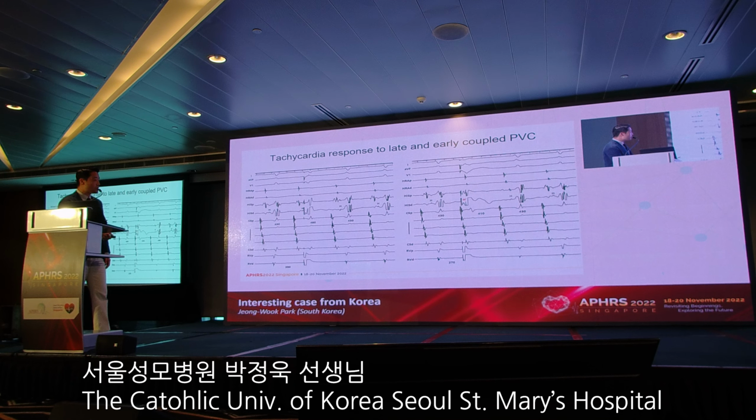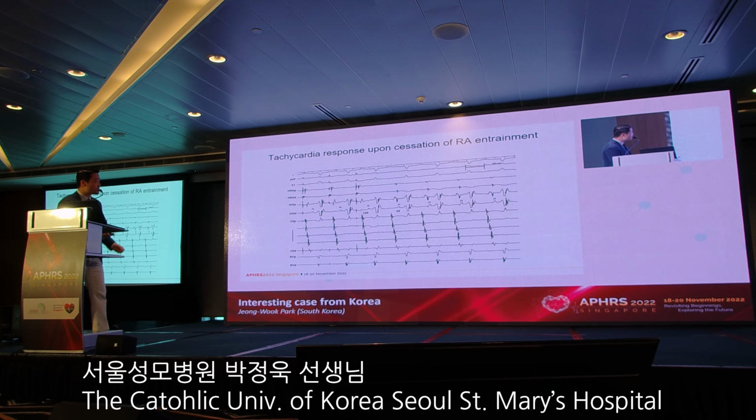However, an early coupled PVC advances the next atrial activation by 20 milliseconds with antidromic His bundle capture. This is unexpected for a slowly conducting pathway, because if the early coupled PVC invaded the reentry circuit over the slowly conducting pathway, the next atrial activation timing should have been further delayed than that with the late coupled PVC. So we need more information.